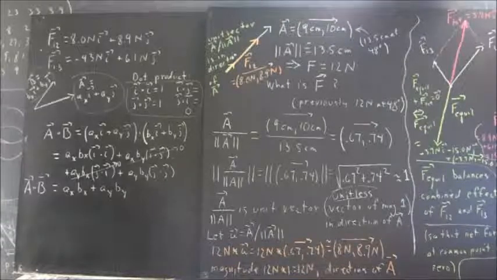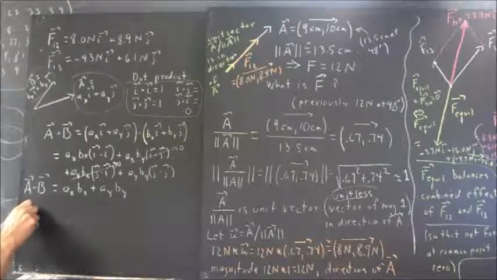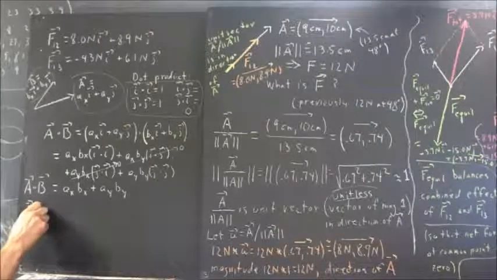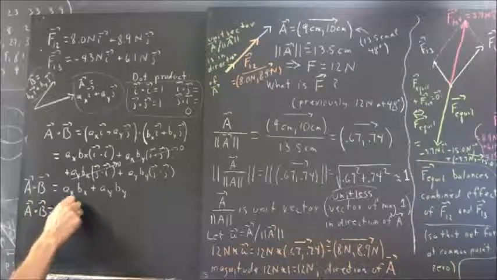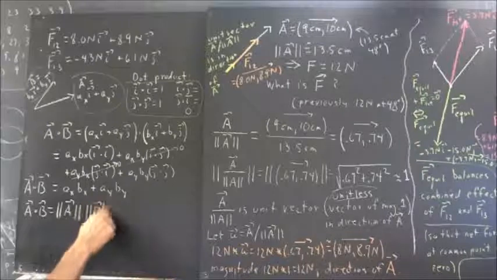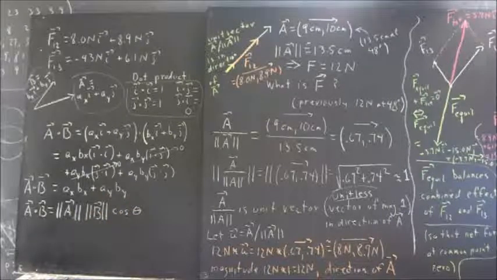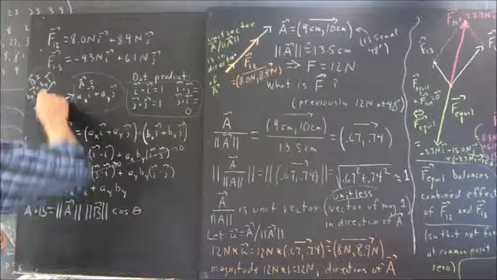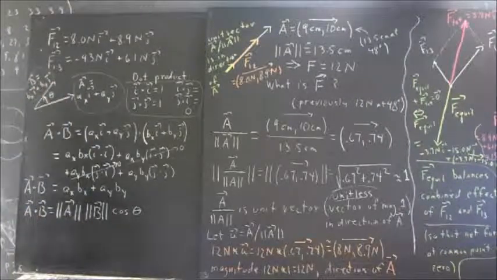Okay, well, there's another thing. It turns out that A dot B equals the magnitude of A multiplied by the magnitude of B multiplied by the cosine of theta, where theta is the angle between these vectors.